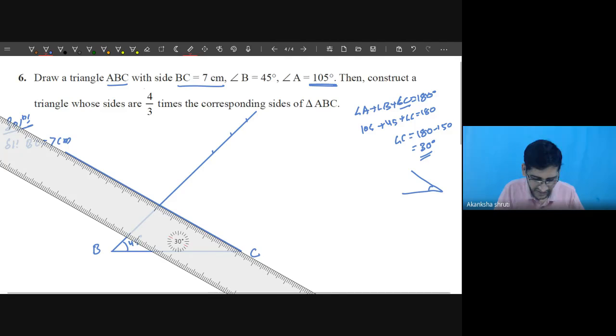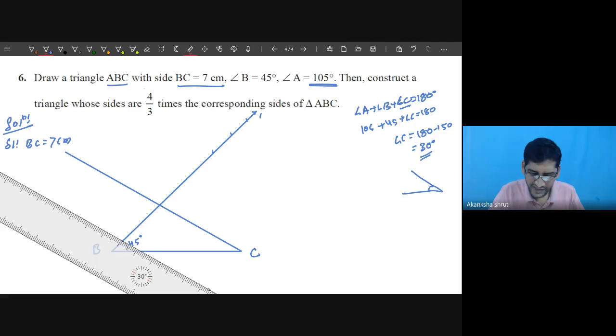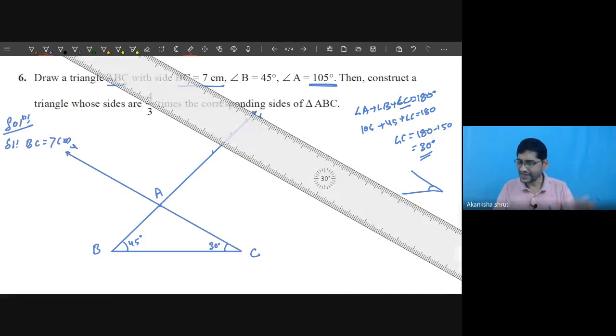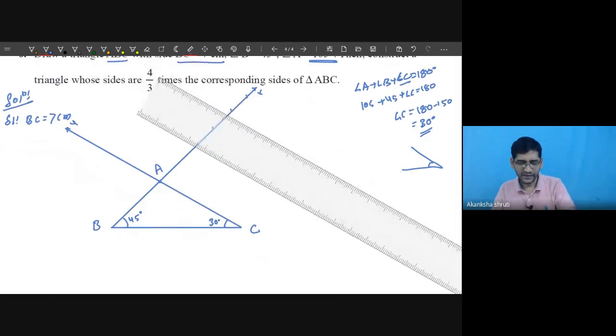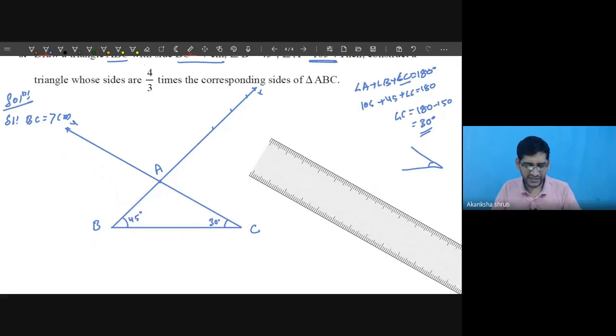Here you can get this is our 30 degree. So this way I can join. Or you may mark this as the X and this as the Y, and where they are intersecting, this is the 30 degree that we have constructed. This is our point A. So this way triangle ABC is now constructed. Now we want another triangle with the new side ratio in 4:3, meaning the new triangle will have longer sides. So let us go for that.